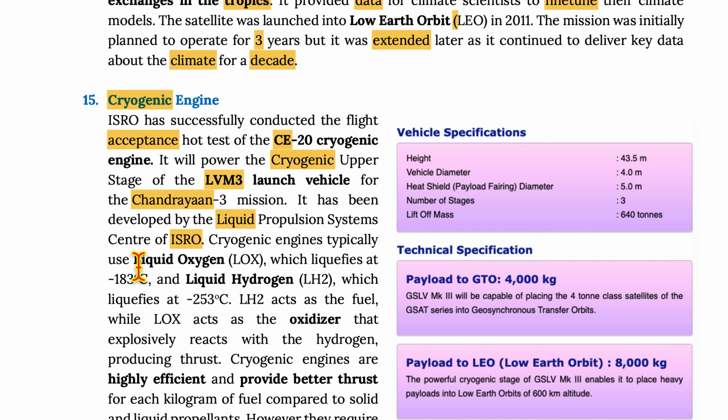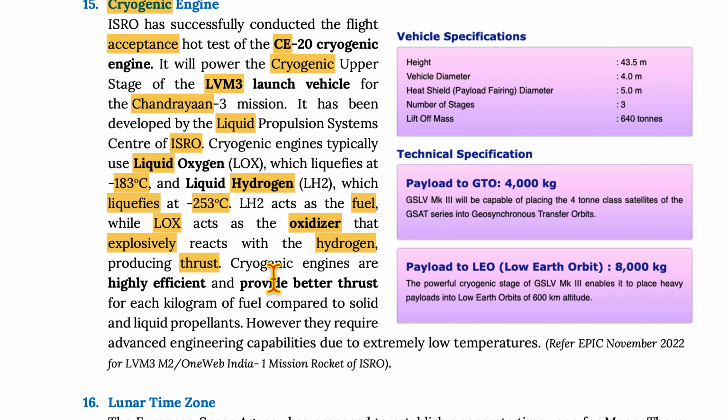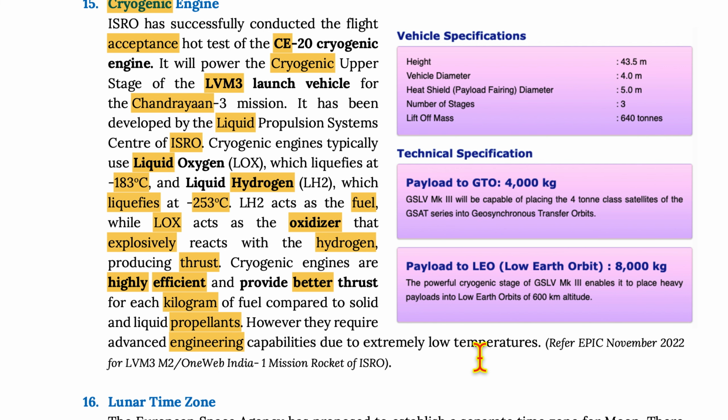Cryogenic engines typically use liquid oxygen, which liquefies at minus 183 degrees Celsius, and liquid hydrogen, which liquefies at minus 253 degrees Celsius. LH2 acts as a fuel, while LOX acts as the oxidizer that explosively reacts with hydrogen, producing thrust. Cryogenic engines are highly efficient and provide better thrust for each kilogram of fuel compared to solid and liquid propellants. However, they require advanced engineering capacity due to the extremely low temperature.